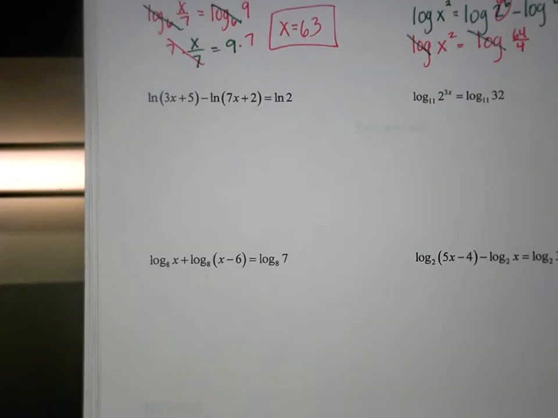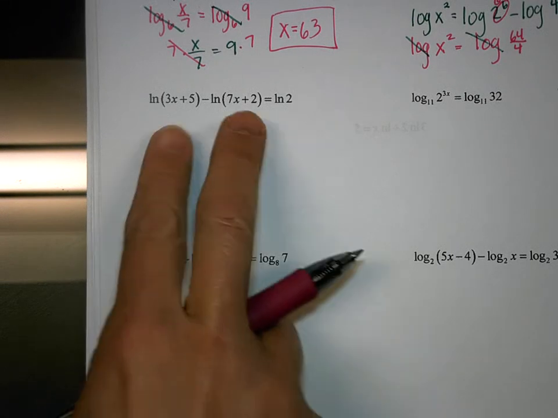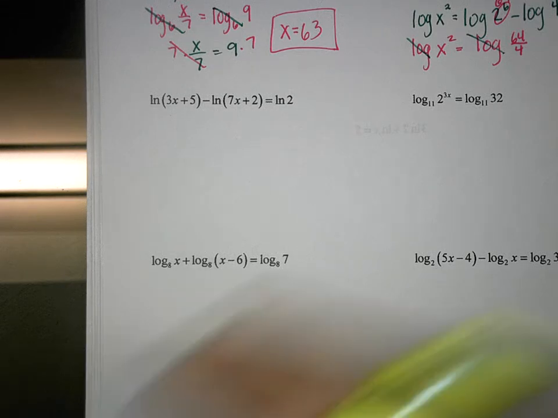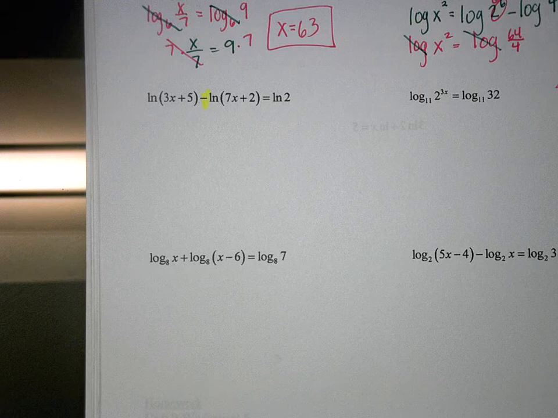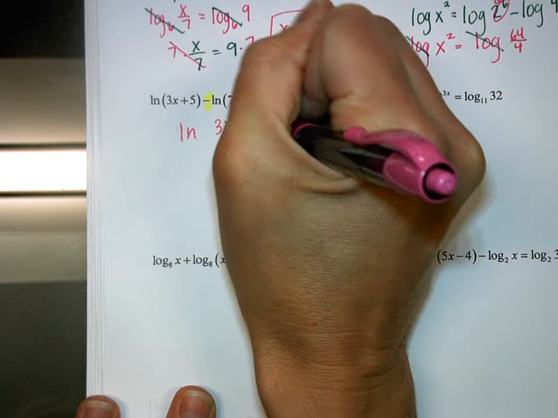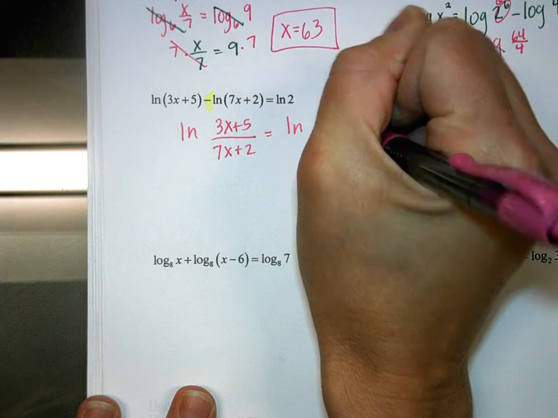I'm going to make this bigger. Okay, focus. All right. This is not a single natural log on both sides. There are 2 right here. So we need to do what to them? Condense them. Very good. Now, when we condense, when there is a subtraction sign in here, that means I'm going to change it to what? Division. So when I condense this, we get natural log of (3x plus 5) over (7x plus 2) equals natural log of 2.